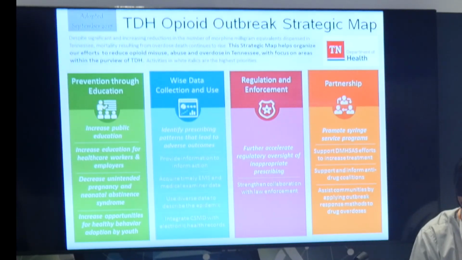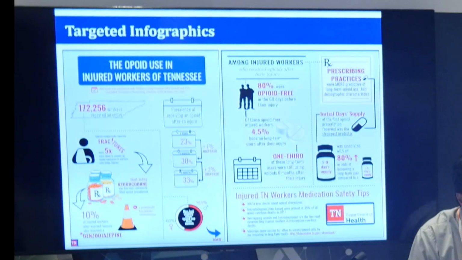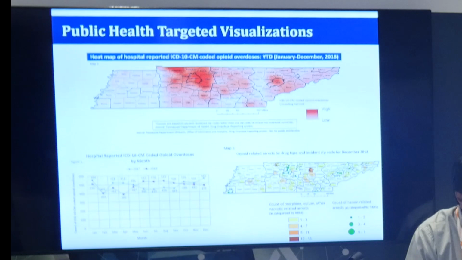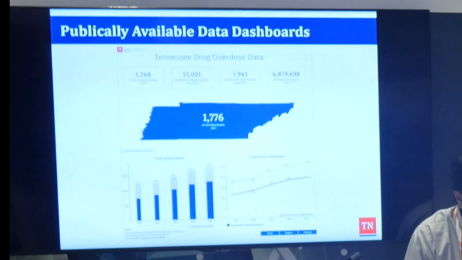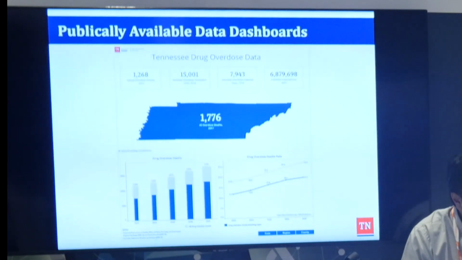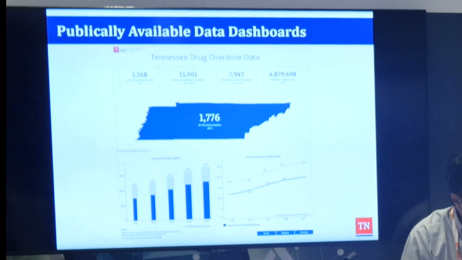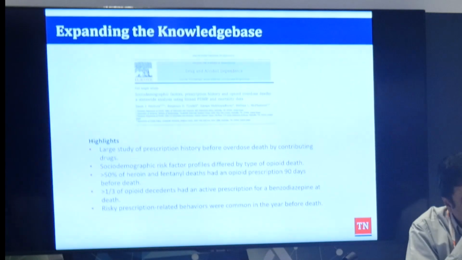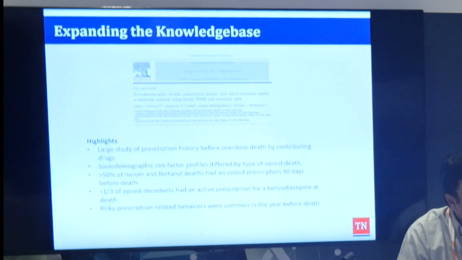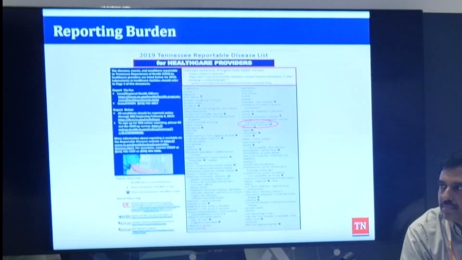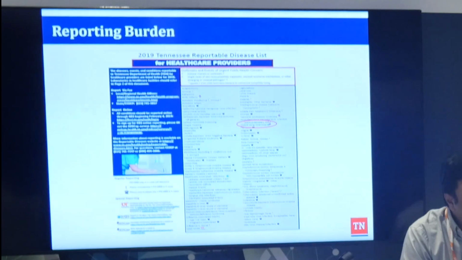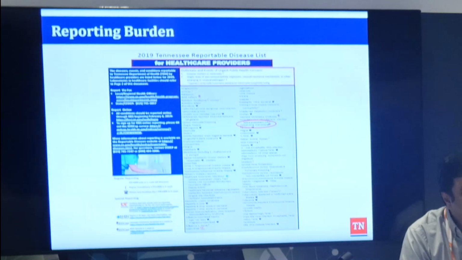targeted infographics on the opioid use in injured workers of Tennessee, heat maps of hospital-reported opioid overdoses or opioid-related arrests by drug type and incident zip codes, publicly available dashboards on opioid overdose deaths, the number of overdose outpatient visits, the number of overdose inpatient stays, and number of painkillers prescribed, or expanding the knowledge base, including a statewide analysis linking PDMP data and mortality data.